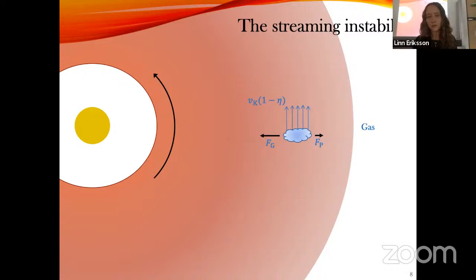So if we look at these two together, then we find that the particle rotates faster than the gas, orbits faster, meaning that it will feel a drag force and thus start to drift towards the star. So this is what is known as radial drift. This is why pebbles always drift towards the star in such a disk. But here we only took into account the effect of the gas on the particle.